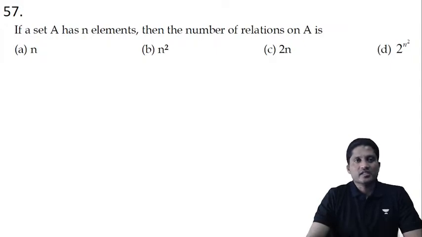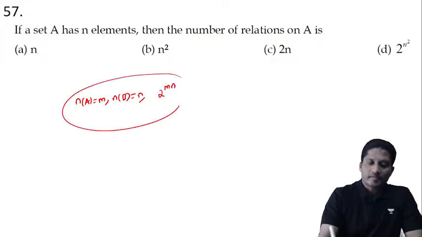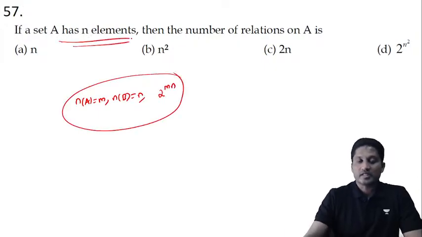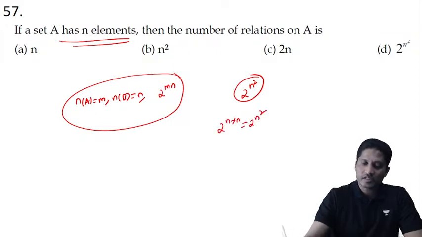If a set A contains m elements and set B contains n elements, the total number of relations is 2 power mn. But if a set A contains n elements, and it's a relation on A, that is a relation from n to n, the total number of relations is 2 power n square, that is 2 power n into n, which is 2 power n square. Last option.